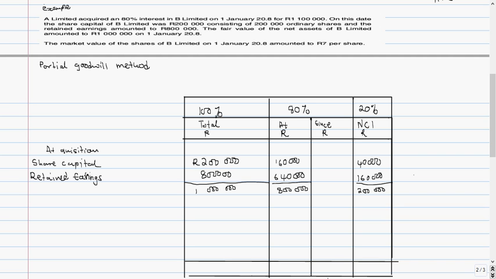But one interesting thing that we need to take note of is consideration. What was paid? So now we're saying for these guys to acquire 80%, they paid how much? We're told A Limited acquired 80% interest in B Limited on 1 January for 1.1 million. So they paid 1.1 million.